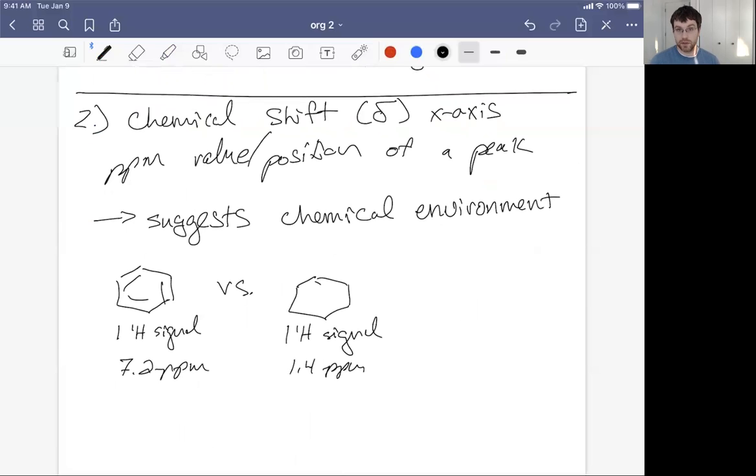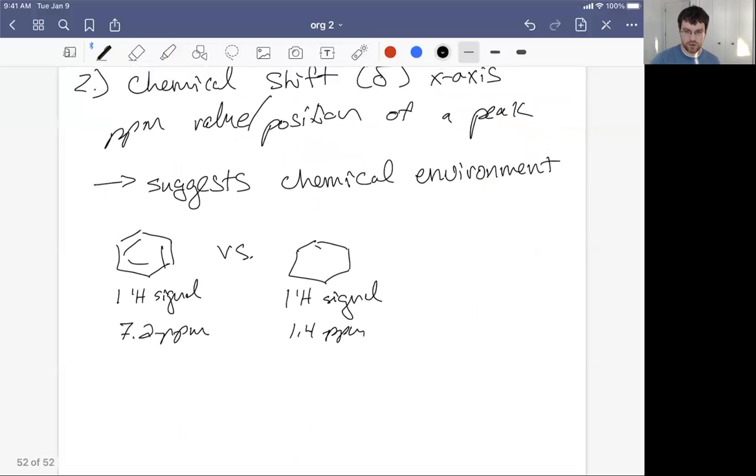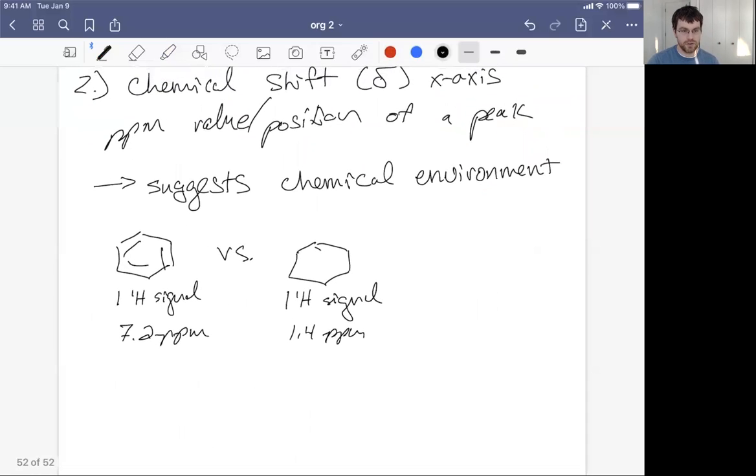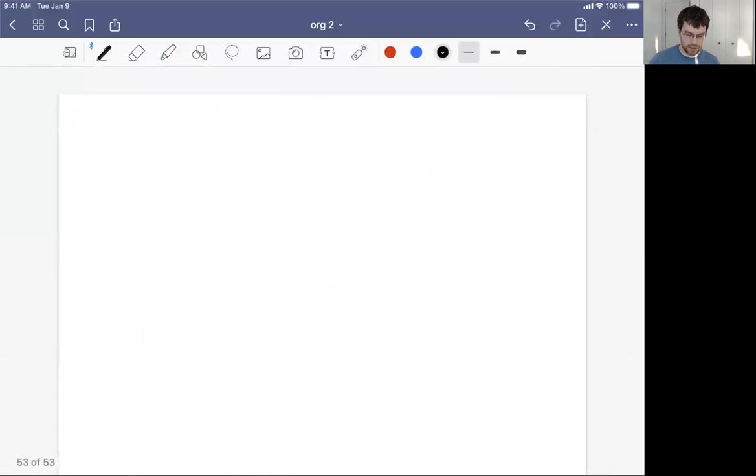You can see that chemical shift in conjunction with the number of signals is really telling about the structure of a molecule. But we can get even more insight if we consider the last two properties, and they kind of build in terms of complexity. So integration is the next attribute of NMR data that we want to look at. So I'm going to turn the page, go right to integration.